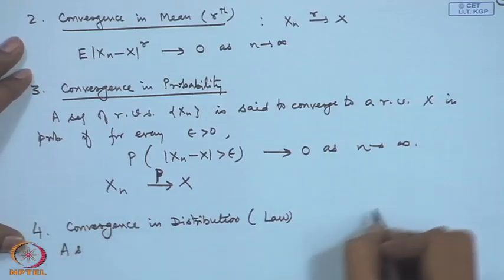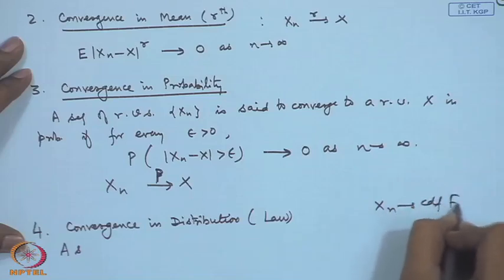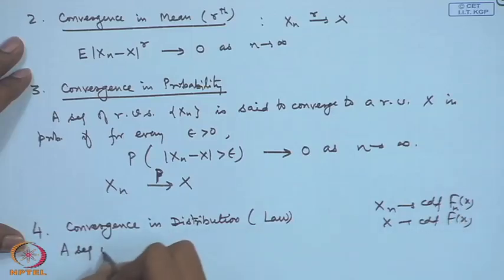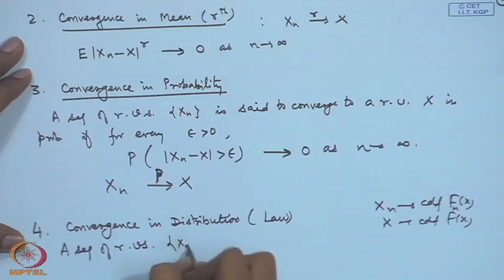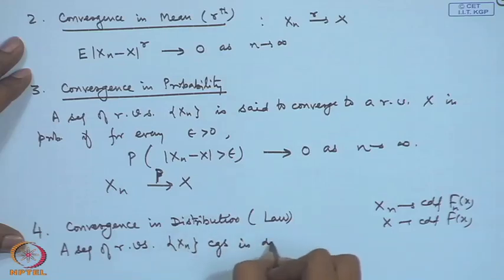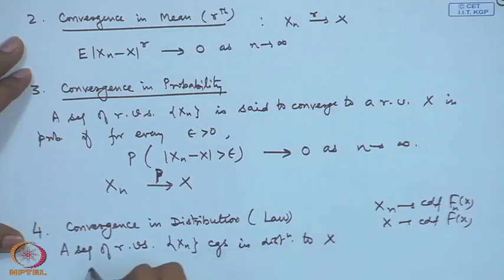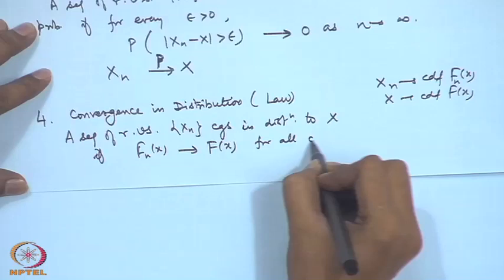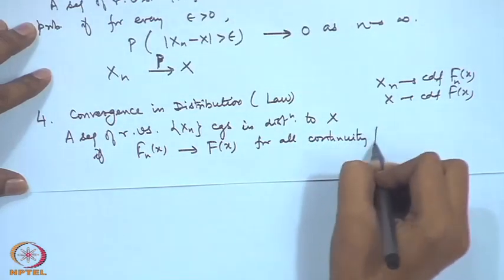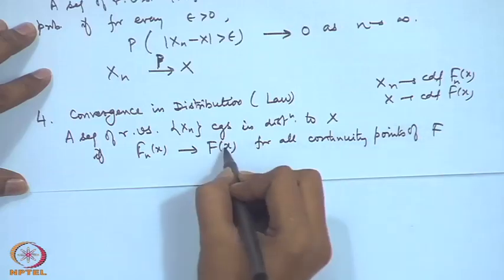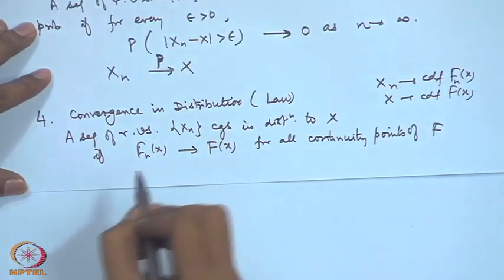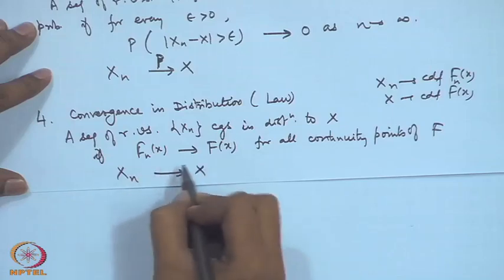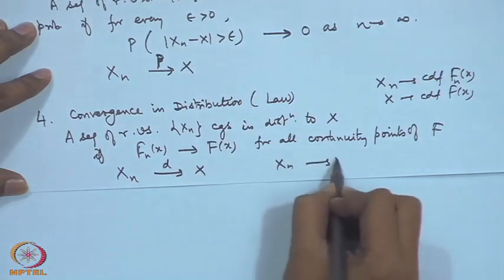So, let us consider, say X_n has CDF F_n and X has CDF F_X. We say a sequence of random variables X_n converges in distribution to X if F_n(x) converges to F_X(x) for all continuity points of F. That means x is a point at which F is continuous, and the notation is X_n converges to X in distribution, or sometimes we say X_n converges to X in law.